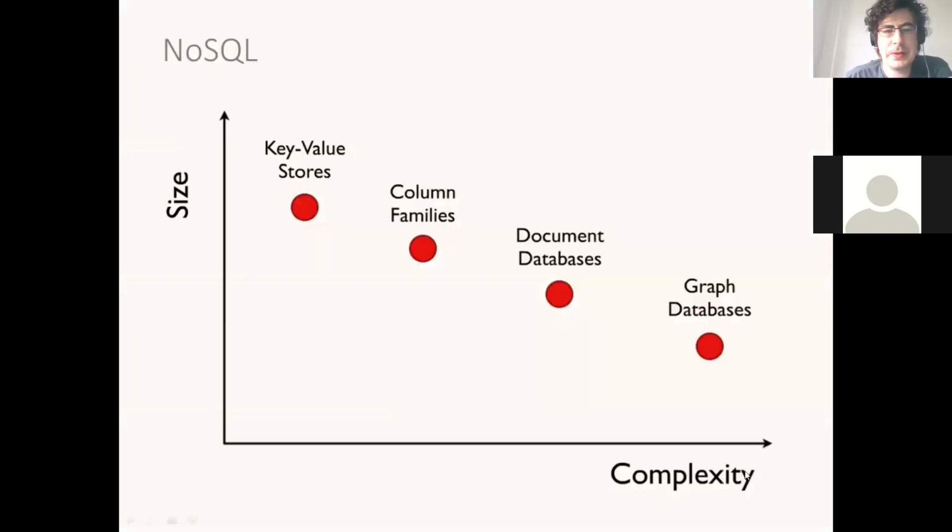So we've spoken about NoSQL, and we've spoken about key value stores, column families, document databases, and finally, we're going to talk about graph databases as the fourth main category of NoSQL store.